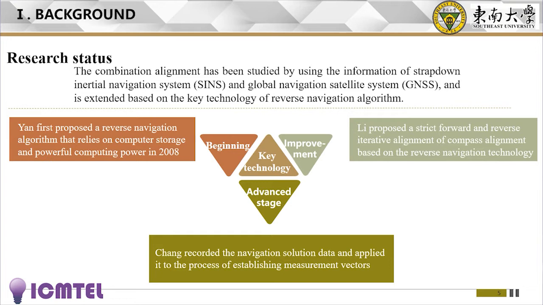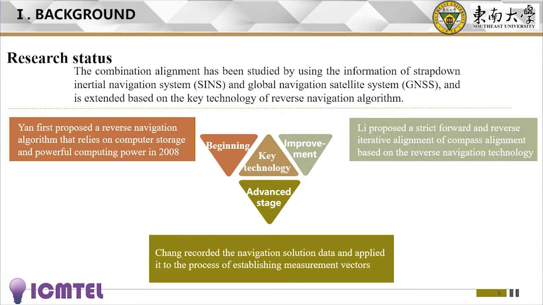In this regard, some scholars have done a lot of work. Yang Gongming first proposed a reverse navigation algorithm to realize the integration of initial alignment and position navigation on the moving base in 2008. Further, Li proposed a straightforward and reverse integrative navigation of compass alignment based on the reverse navigation technology through the analysis of the calculation amount. The advantages of the method in convergence speed and accuracy were proved.